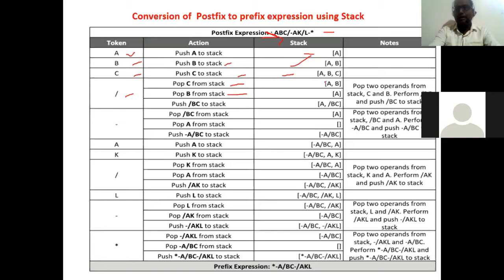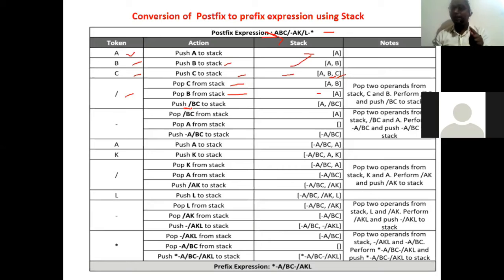B bahar aayega. पहले आपका सी बाहर आ गया, लेकिन आपका बी बाहर आया. ठीक है, अभी स्टैक में क्या है, सिर्फ ए बचा हुआ है. What you have to do now, you have to concatenate the string. What you have to perform, the standard formula is, first of all you need to write the operator. ऑपरेटर क्या है? डिवीजन है. So यहां पे डिवीजन लिख दिया, डिवीजन ऑपरेटर.